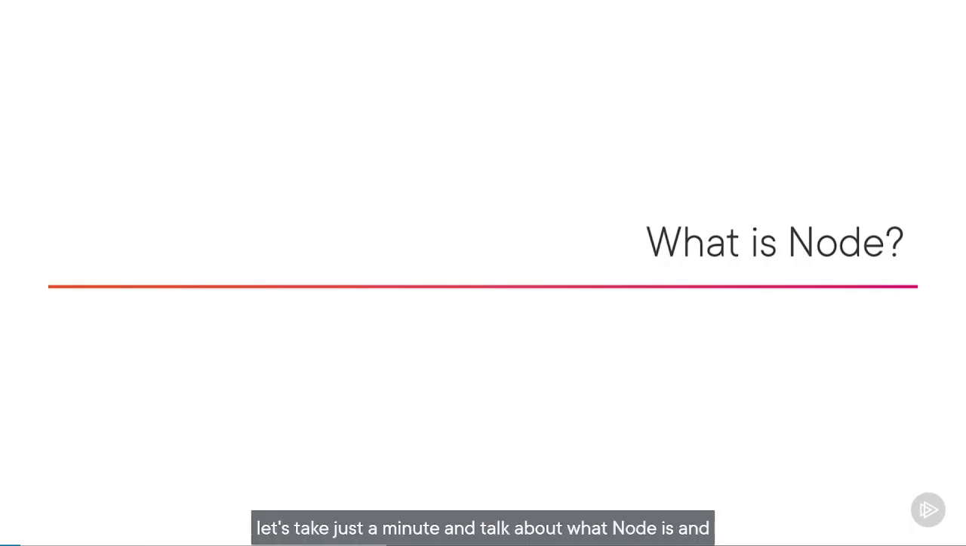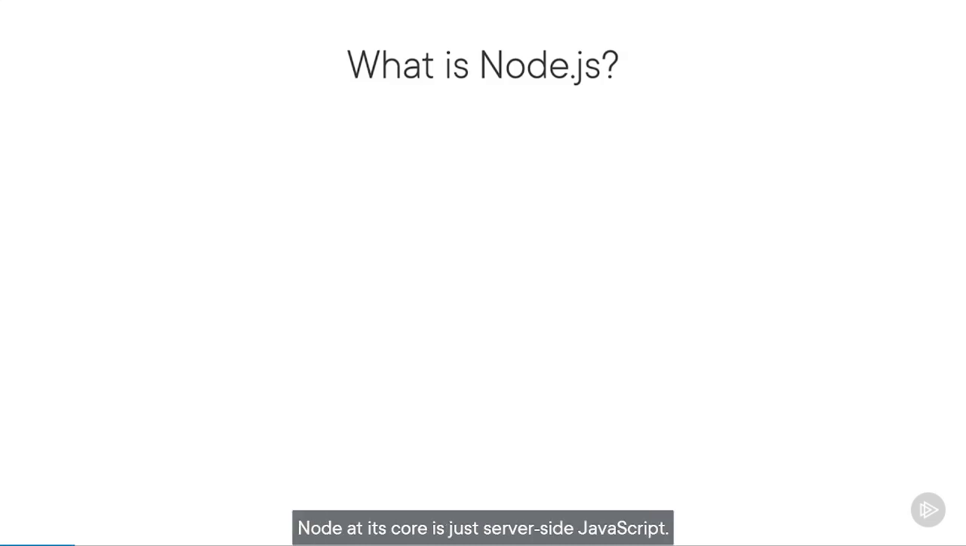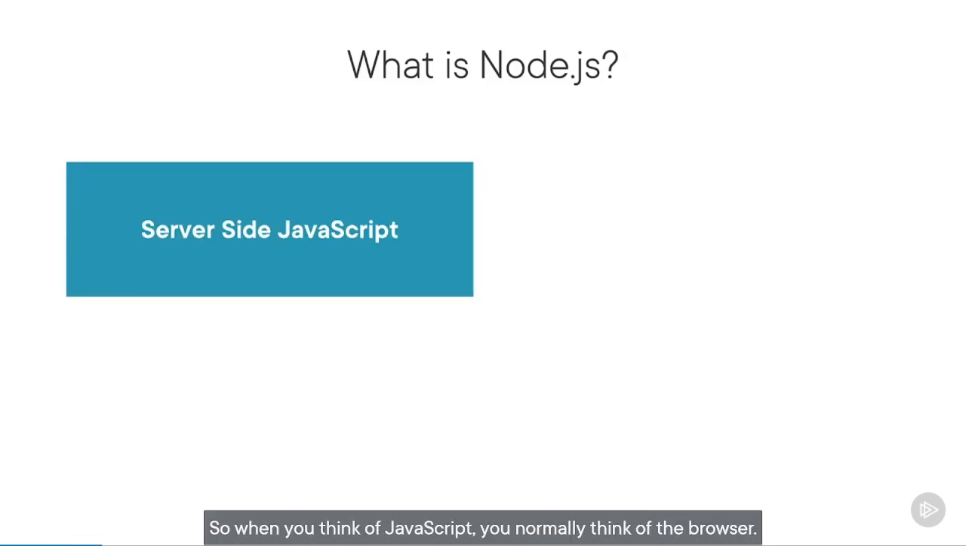Now, just to make sure we're all on the same page, let's take just a minute and talk about what Node is and why we would use it in this situation. All right, so first and foremost, Node at its core is just server-side JavaScript. So when you think of JavaScript, you normally think of the browser, right? You got Chrome, Edge, V8, SpiderMonkey, all of those things. And what Node does is it brings the JavaScript abilities to the server side. So now you can write backend services in JavaScript as well as your front end.